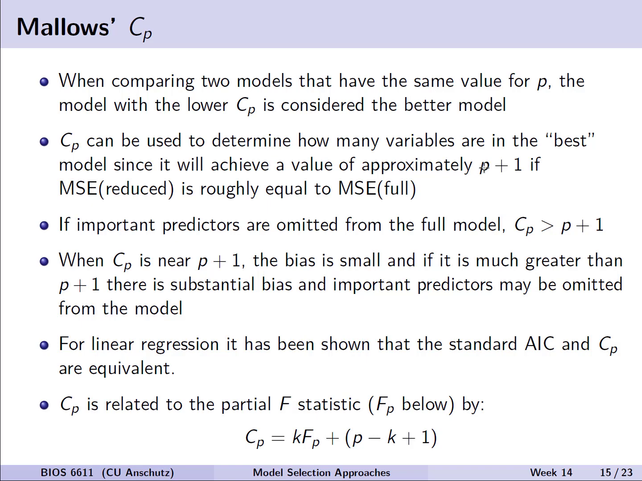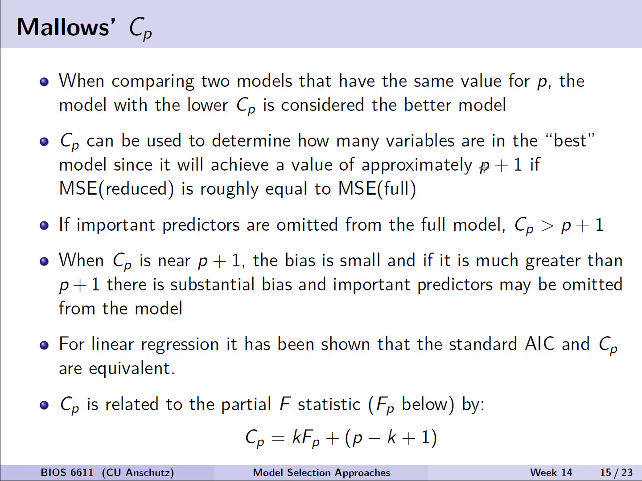Some extra considerations though, and unique connections to some of the previous topics we've discussed. When comparing 2 models that have the same value for a given number of predictors p, the model with the lower Cp is considered the better model between the two. Mallows Cp can be used then to determine how many variables are in the best model, since it will achieve a value of approximately p plus 1 if the mean square error of our reduced model is roughly equal to the mean square error for the full model.